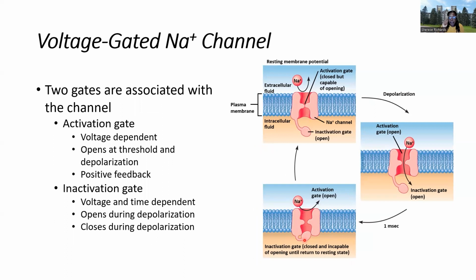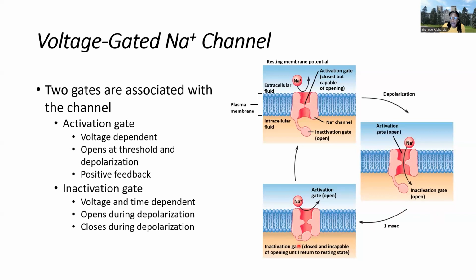So let's describe that a little more on this slide as well. We have the activation gate, which is voltage dependent and opens at threshold, which is -55. After that opens, the entire channel can be said to be open, because both the activation gate is open and the inactivation gate is also open. The inactivation gate is voltage and time dependent. What does that mean? It means the inactivation gate is going to open at a specific threshold, but there is a timed component here. So after 1 millisecond, it's going to close.